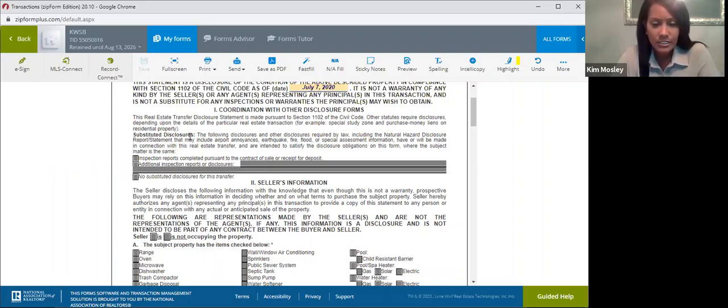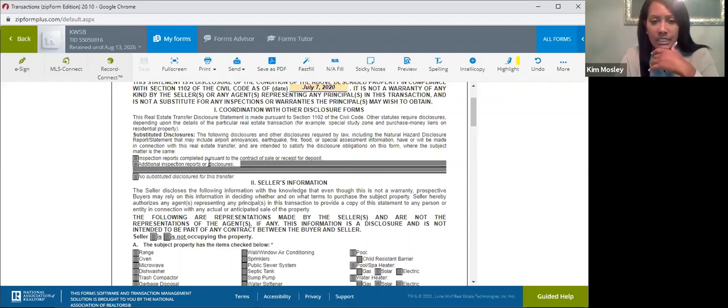Right, substitute a disclosure. So the following disclosures and other disclosures required by law, including natural hazard. Okay, let's see. Inspection reports completed pursuant to the contract of sale or receipt for deposit. Additional inspection reports. Yeah, they've added this because this used to not be there. It was only 1 box before. So what they're saying is, if you have other inspection reports, then you can check this box off. You know, maybe you had some other, who knows, maybe a septic tank inspection, any other type of report. If you did, you can check this box, and then you can put the name of the report there.